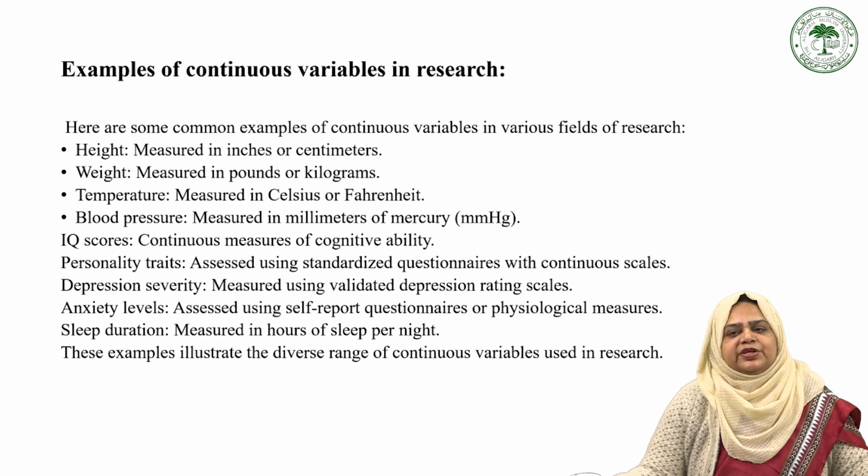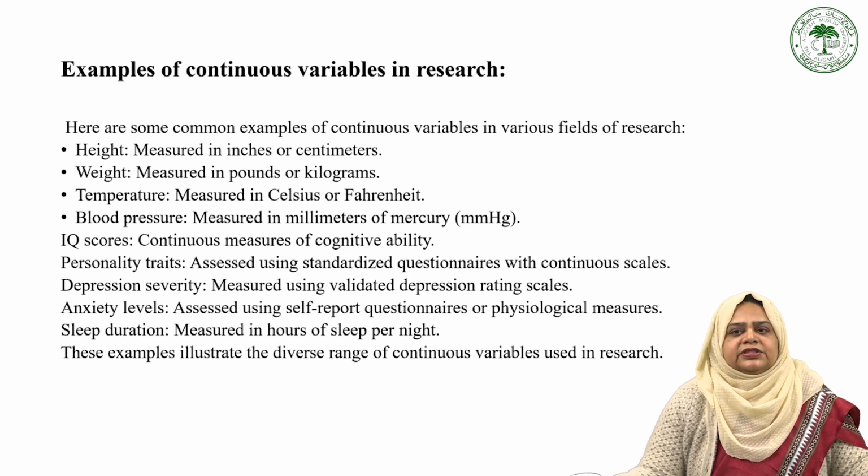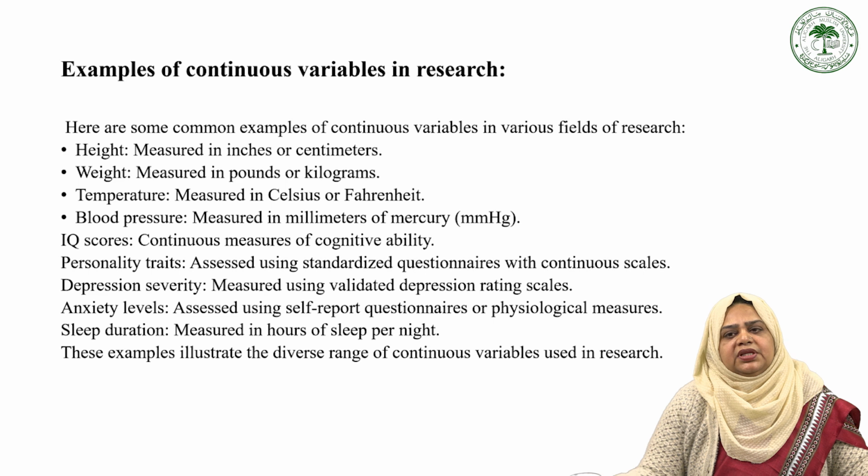Examples of continuous variables in research. These measurements can take on any value within a certain range. For example, height, weight, temperature, IQ scores, personality traits, depression, anxiety levels, sleep duration. These variables provide researchers with detailed information that can be analyzed using various statistical methods. So, continuous variables are used in a wide range of fields from medicine to psychology to economics. They provide researchers with a wealth of information that can be used to better understand human behavior, health outcomes, and societal trends.